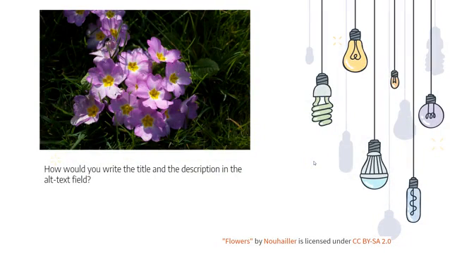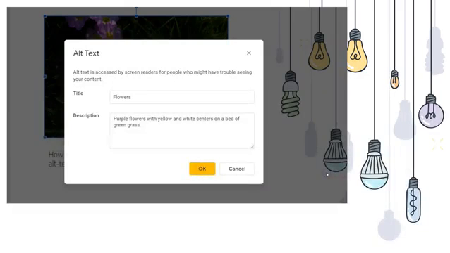How would you write the title and description in the alt text fields for this image? You can pause the recording here to think about it. I'll give you a few seconds. This is a screenshot of the title and the alt text that I added to this picture. Yours may be different. We might not have used the same terms, but that's okay. Just remember that saying flowers isn't descriptive enough. It's fine for a title, but you want to include the details in the description.